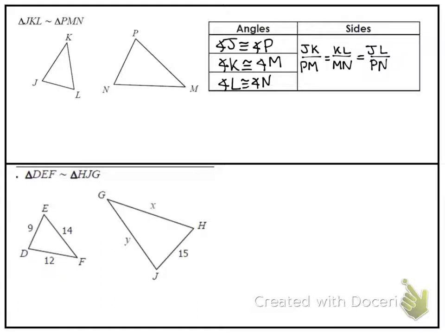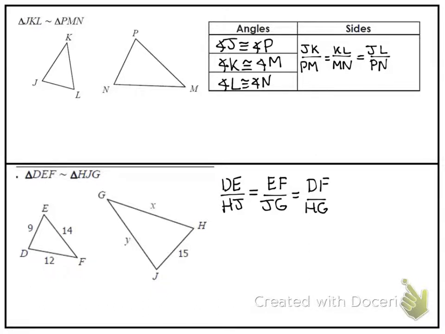So now we can take that, we go down and we start to solve in our next problem. So I have DEF and HJG. What I'm going to do first is name all of the sides and then substitute values. So DE is the first two letters. I'm going to match that to HJ. EF is second and third letters. That matches to JG. And then DF is going to match to HG.